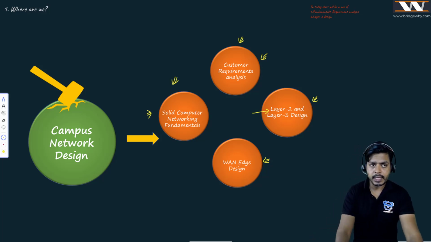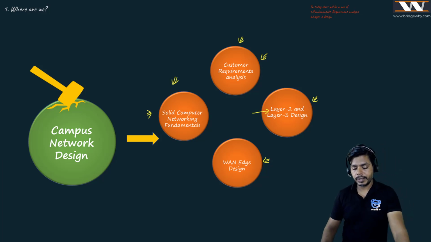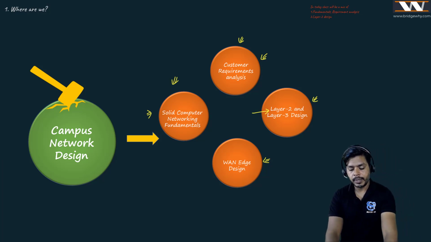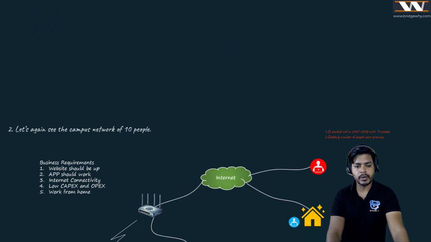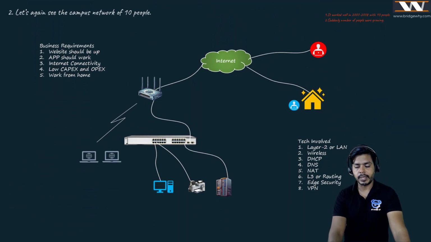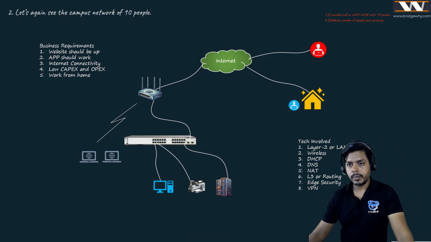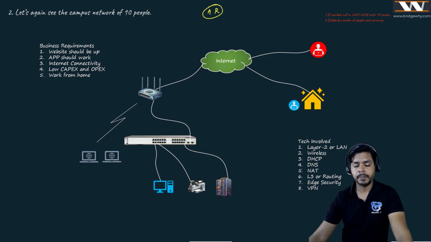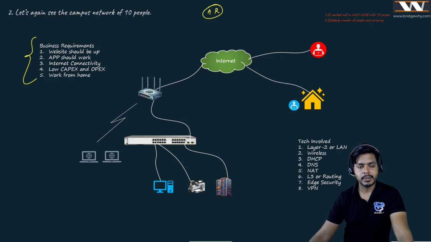Having said that, let's start by seeing once again how the network of Sports India was looking in 2007. So we had our characters also, Anjali and Rahul, you all know them, right? And Anjali is telling the story about 2000 people, sorry, only 10 people in 2007. These were only the business requirements. The business requirement was that the website of Sports India should be up, and the app should work.